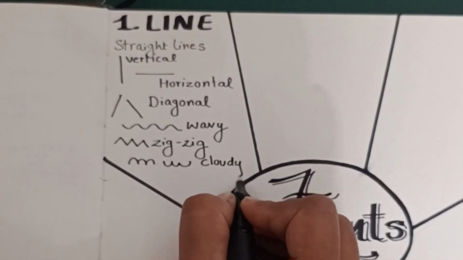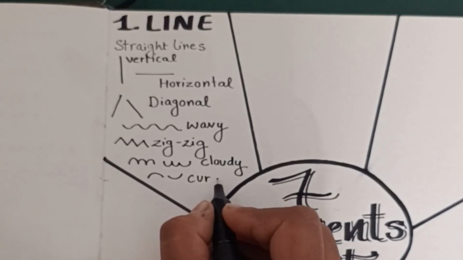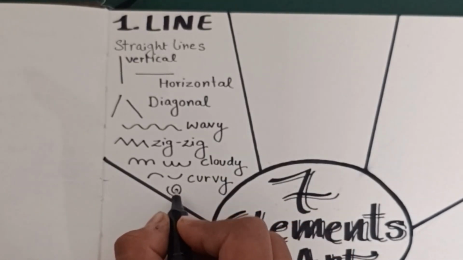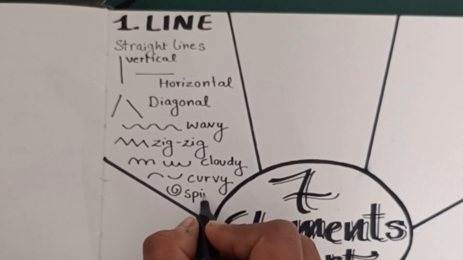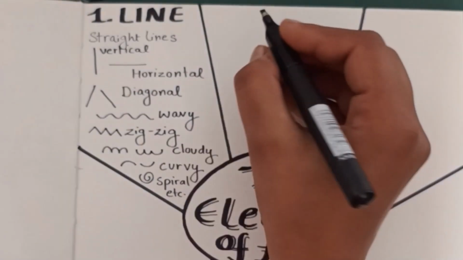It's a cloudy line, which are the close ones, and these are the curves. It can be upside and down. These are the curvy lines. And the last one is like a jalebi, a spiral line. And we have a lot more lines, but I'm stopping it here.